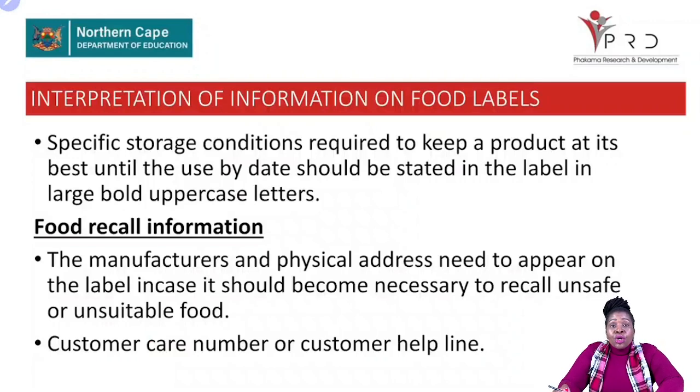Then food recall information. This is the manufacturer's name and physical address. They need to appear on the label in case it should become necessary to recall unsafe or unsuitable foods. So what will they do? If the food is unsuitable, then they should contact the manufacturer through the address that shows on the packaging, or they can actually call them using the customer care number or customer helpline that appears on the food label, right?